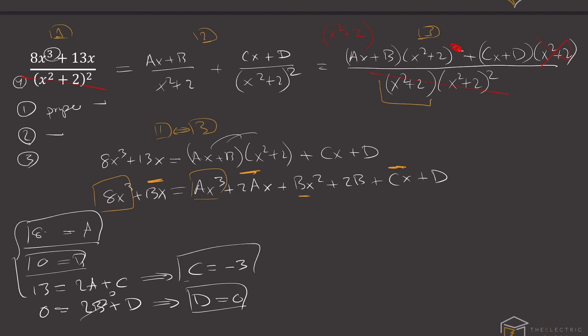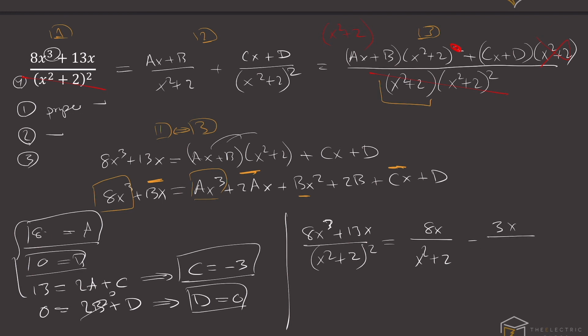And now that we have the values for all 4 variables, we can go ahead and write out our final answer, which is that 8x cubed plus 13x over x squared plus 2 squared expands to ax plus b. There's no b, so just a, so 8x over x squared plus 2, and then plus, there's no d, just the cx. c is negative, so I'm going to say minus 3x over x squared plus 2 squared, and we're done.